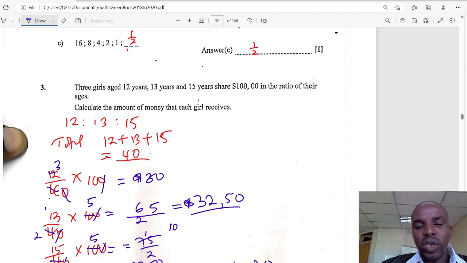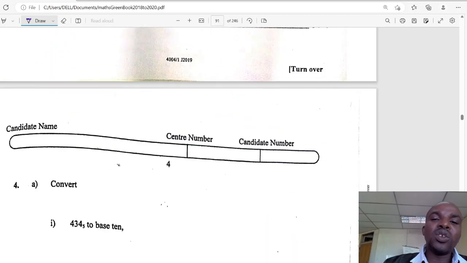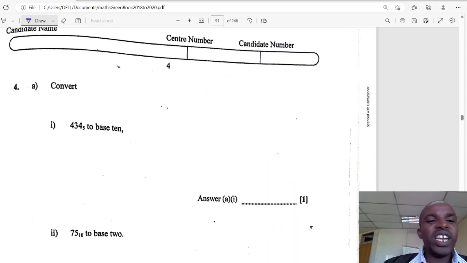Like this one, so it's 3250. Then 3750. So these are odd dollars. Please take note of the units. Then next, convert to base 10.